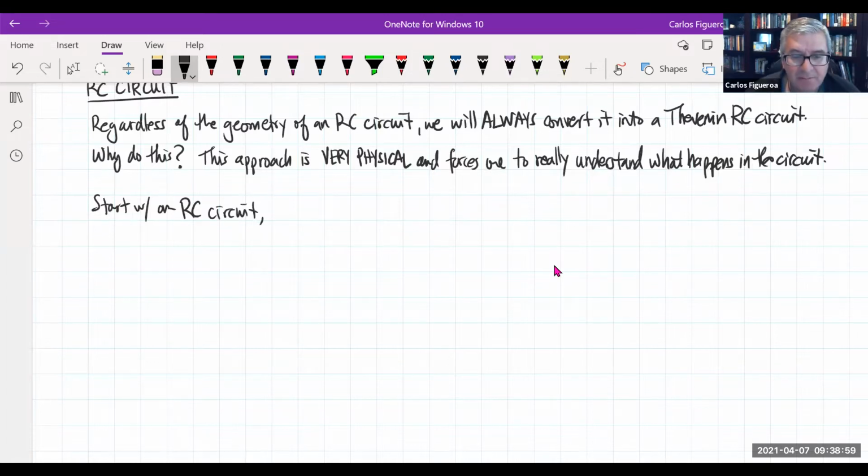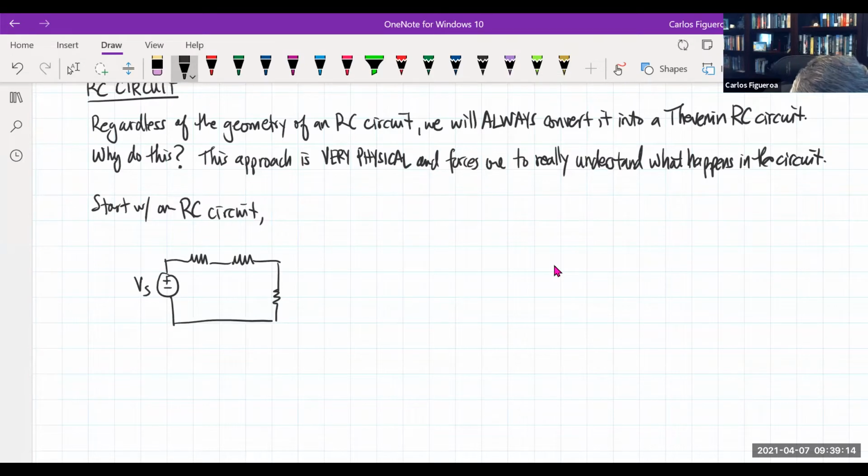And the geometry doesn't matter. So it doesn't matter what the circuit looks like. So let's say that I start with a circuit like this. Then I have my capacitor. So I got R1, R2, R3. I have a capacitor. And then here, what I'm going to attach is a switch.